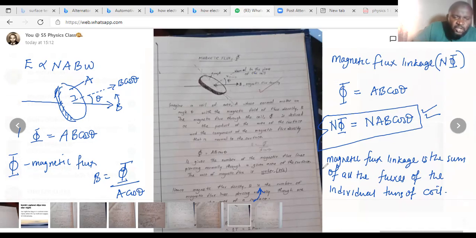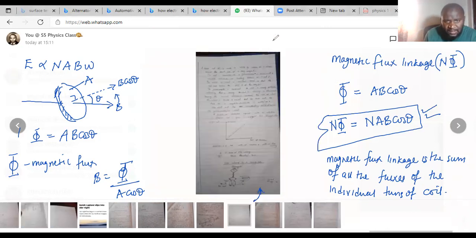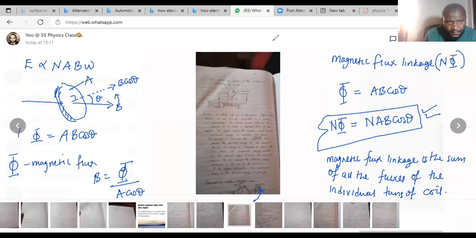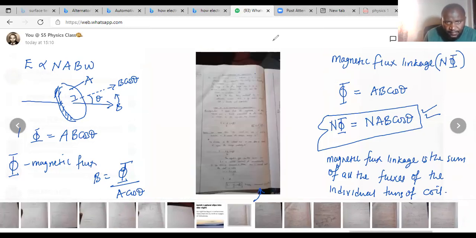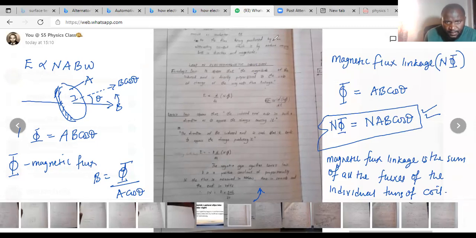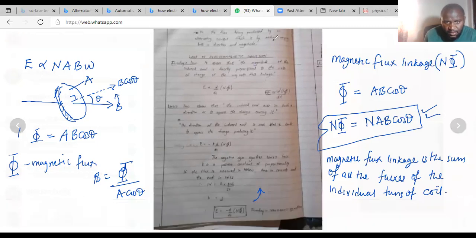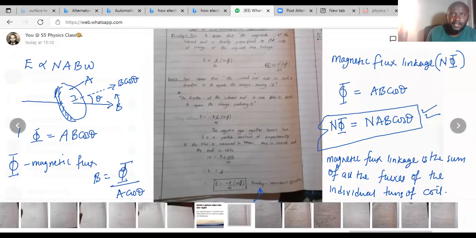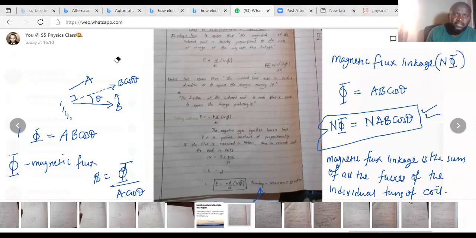Now, with that definition, we can go to Faraday-Lenz's equation. Remember, I had shown you earlier the Faraday-Lenz's equation as this. Let me take you back to that equation. What is it? It is here. Remember the Faraday-Lenz's equation? You see that equation? That is what we call the Faraday-Lenz's equation. So from the Faraday-Lenz's equation, you see there is an aspect where we have flux linkage.